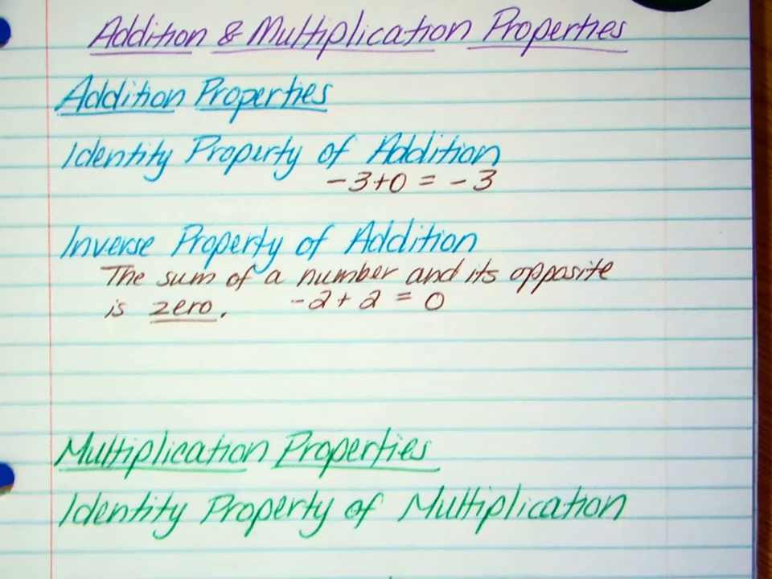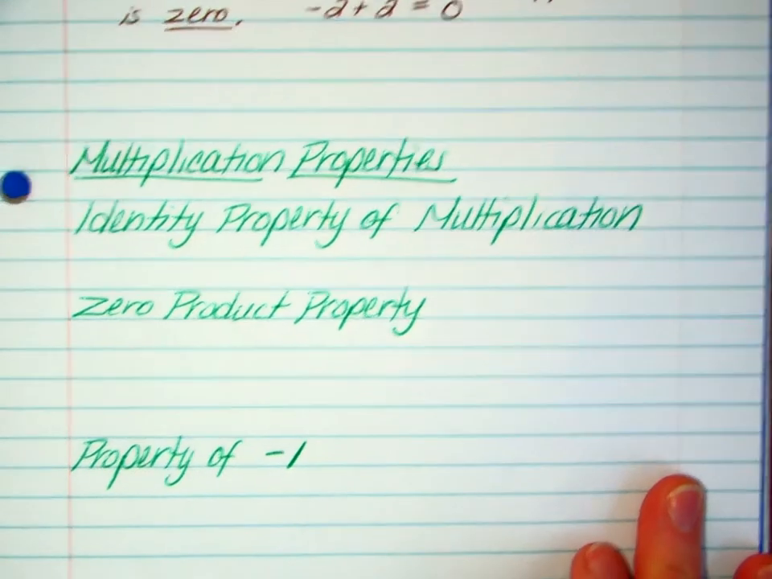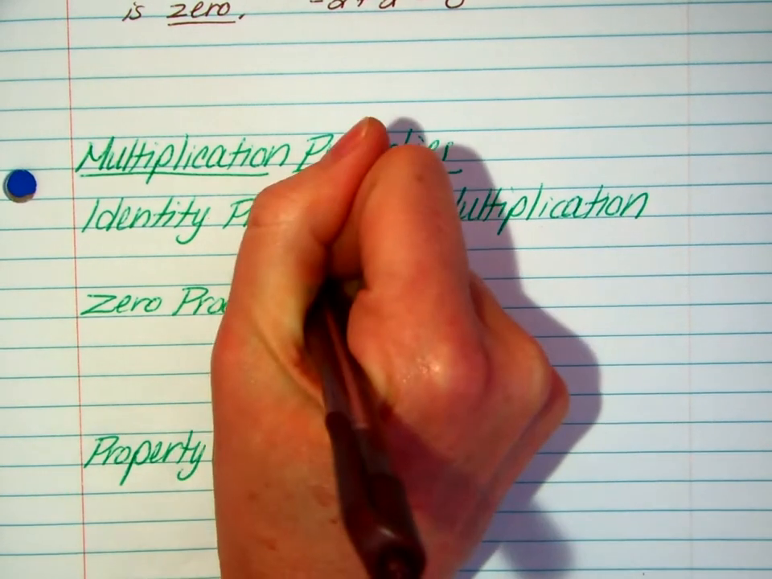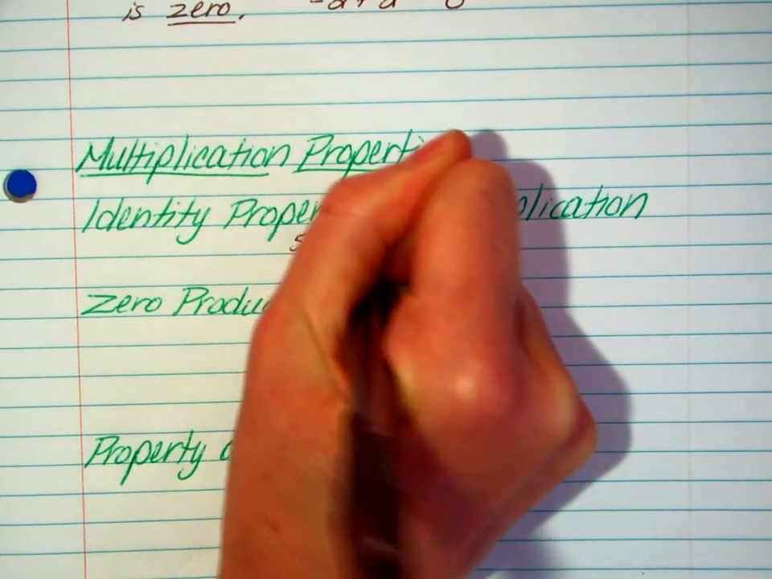Well done. Multiplication properties. Identity property of multiplication. We just discussed that one too. So an example of that is just 5 times 1. You still get 5.